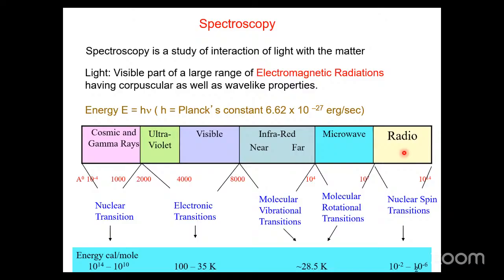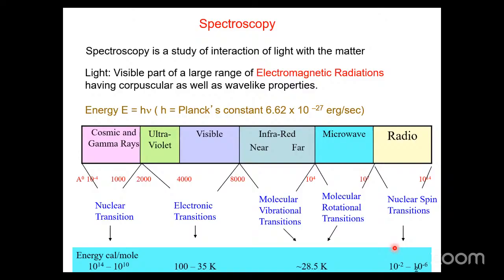If you see this whole electromagnetic spectrum, gamma rays and cosmic rays have the highest energy while radio frequency has the lowest energy. But wavelength-wise, radio frequency has the higher wavelength, while cosmic rays have the lower wavelength. The energy I have shown over here: the energy associated with the cosmic or gamma region is 10 raised to 4 to 10 raised to 10 calorie per mole, while that of radio frequency is 10 raised to minus 2 to 10 raised to minus 6 calorie per mole.